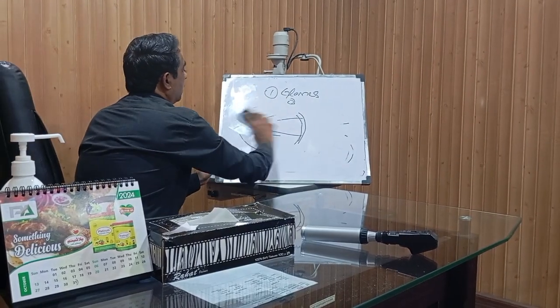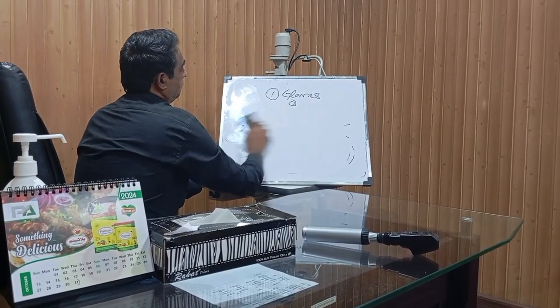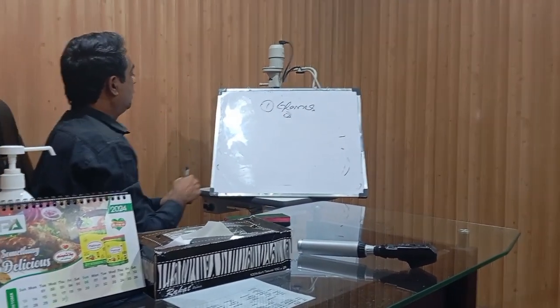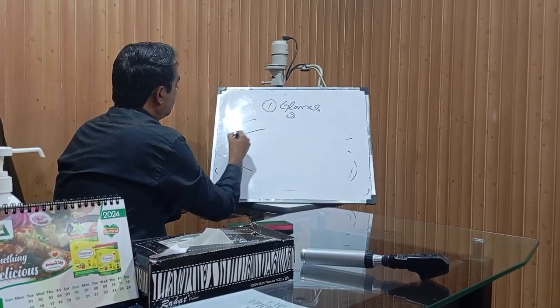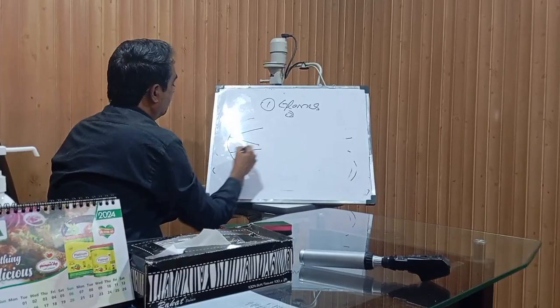So the last refractive error is astigmatism. What happens in astigmatism? One image is formed here and the second image is formed here.